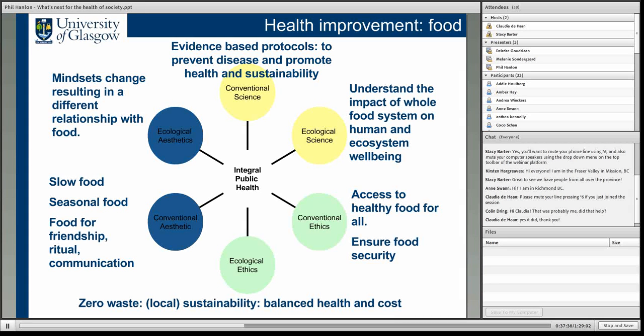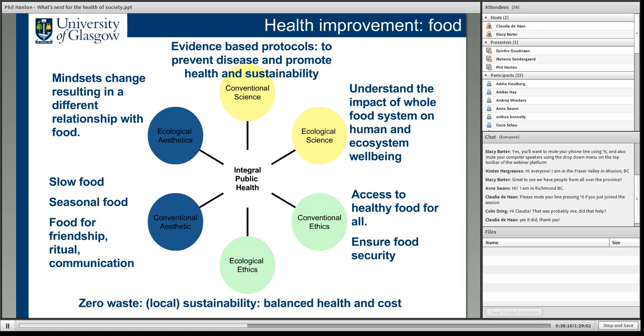But we also need to think about the justice of access to food in a global sense and the need to confront malnutrition and undernutrition as well as obesity and other aspects of food-related health. We need to think about sustainability, balancing health and costs, and thinking about waste. I don't know about your country, but I've got data which suggests that almost half of all the food that's bought in Scotland is thrown away. And that surely is not sustainable, but neither is it ethical.